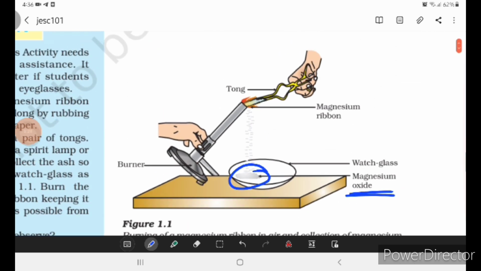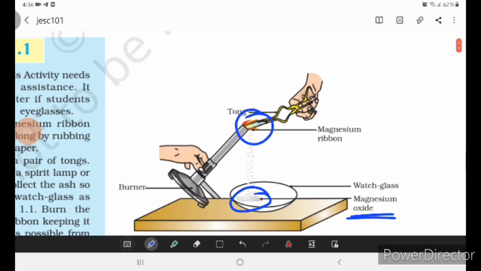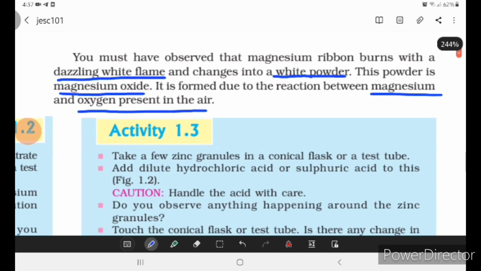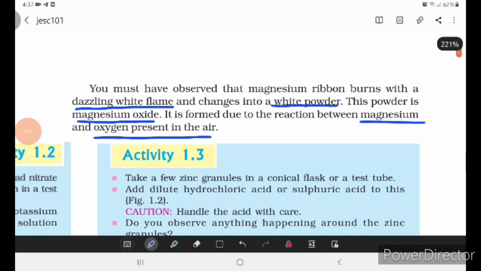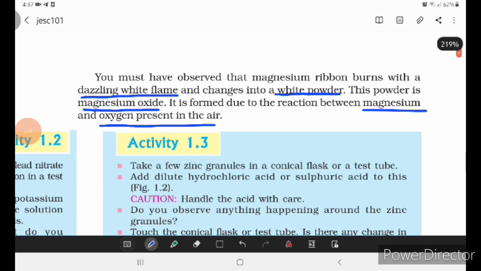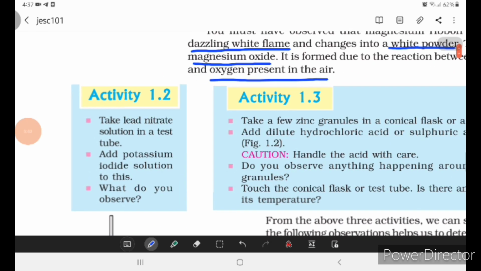If you see here, the magnesium ribbon is actually burning with a white dazzling flame, and it forms a powdery matter called magnesium oxide, which is white in color, right? And this white powder is called magnesium oxide. It is formed due to the reaction between magnesium and oxygen, and this oxygen is already present in air, right?